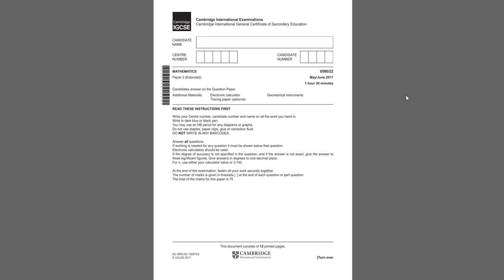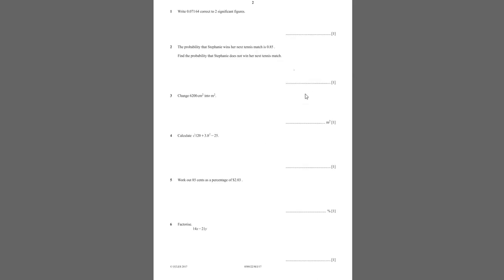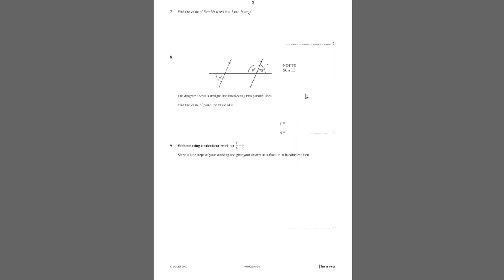Today, I will be continuing to solve the Mathematics Paper 2 from May-June 2017. Last time, I went through questions 1 through 6 on page 2. This time, I will be going over questions 7 through 12 on pages 3 and 4.